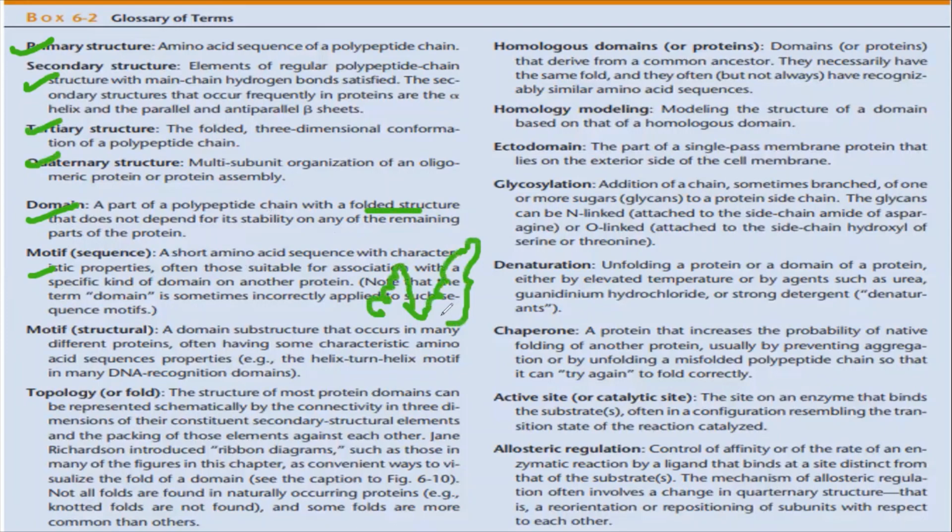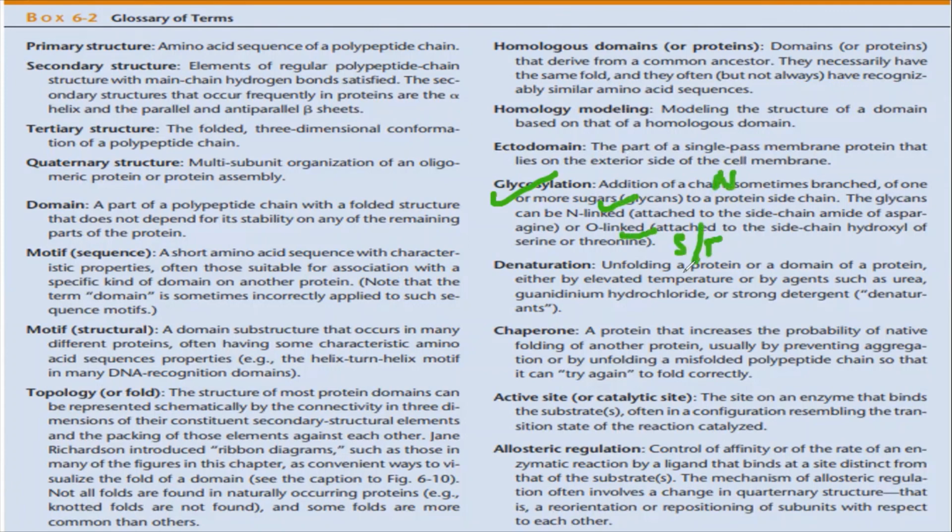Then, what is topology? Today also we discussed this. Then homologous domains. And what is the ectodomain? It is a part of a single pass membrane protein that lies on the exterior side of the cell membrane. You have the cell membrane, and we talked about how transmembrane proteins will be there. What is present over here? This portion is called the ectodomain. Then we talked about glycosylation. There are two types, N-linked and O-linked glycosylation. O means it has to be serine or threonine. N means it has to be asparagine.